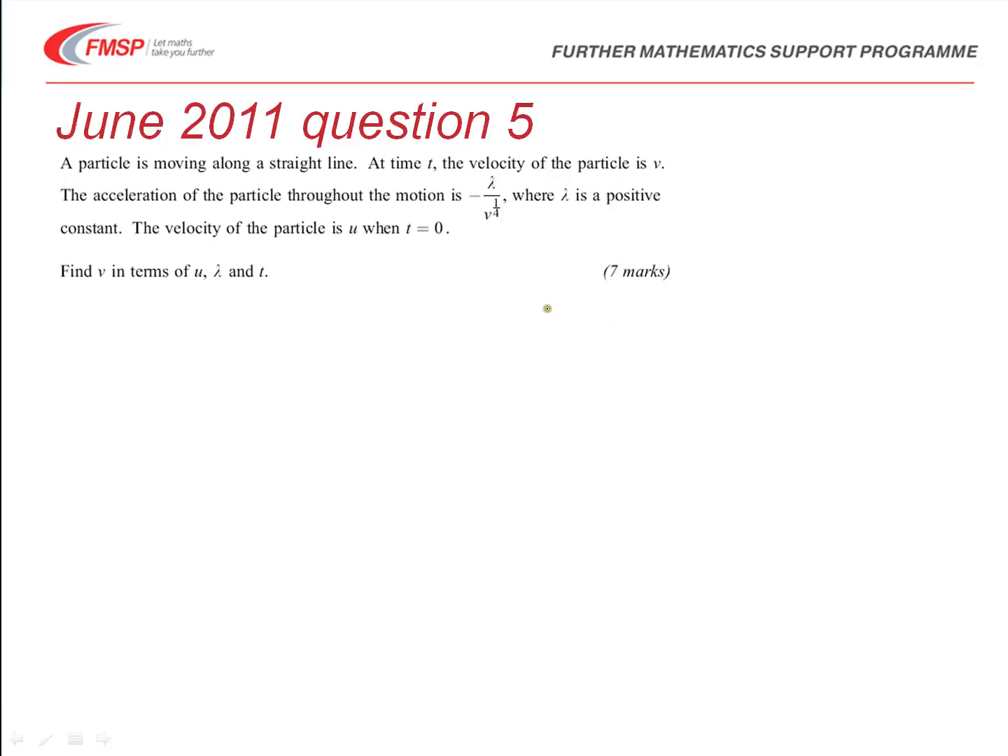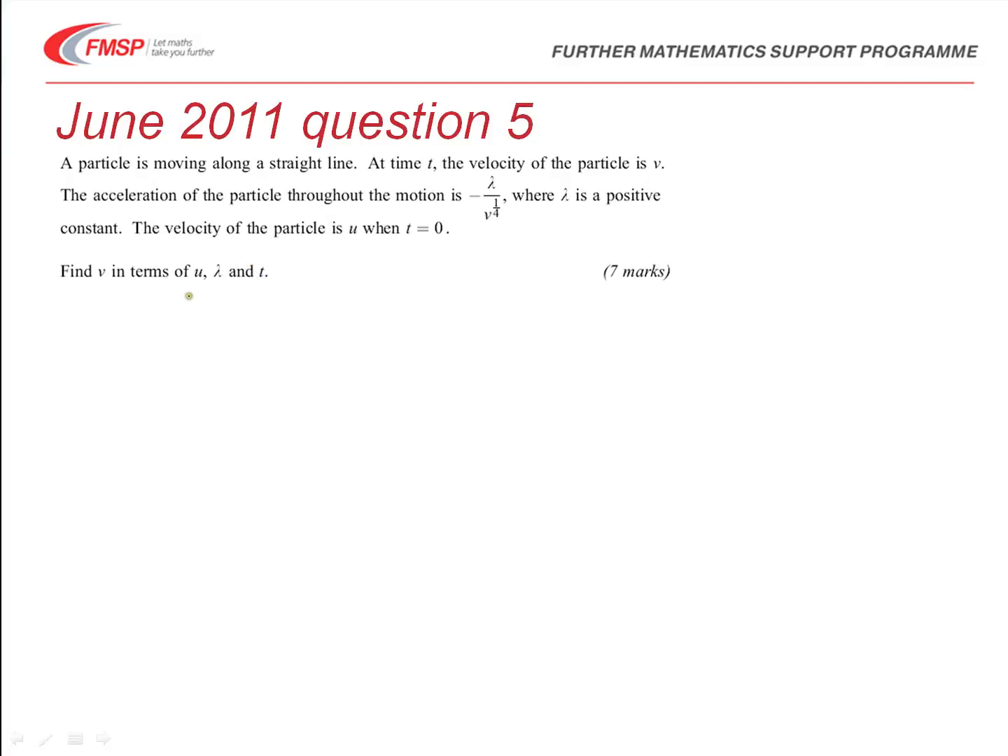So you can see in this question we're told that a particle is moving in a straight line and at time t its velocity is v. We're told its acceleration is given by minus lambda over v to the power of a quarter, where lambda is a positive constant. We're also told that when t is 0, velocity equals u, and we have to find v in terms of u, lambda and t.